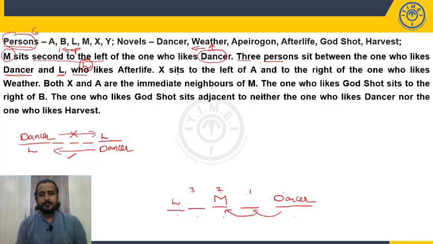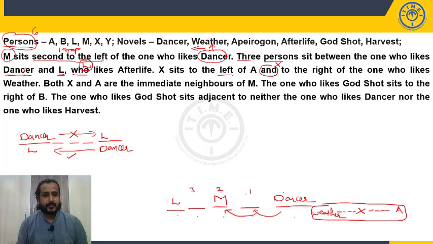What is given next? X sits to the left of A. Have they mentioned whether it is immediate left or second left or third left? No, it is not mentioned. Simply it is mentioned that X is on the left side of A. Somewhere to the left of A, X will be there. And X is to the right of the one who likes weather. So this is the information that we have.